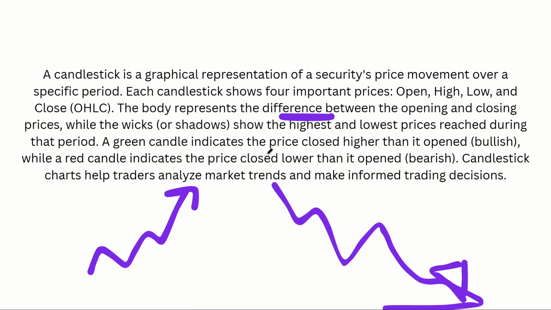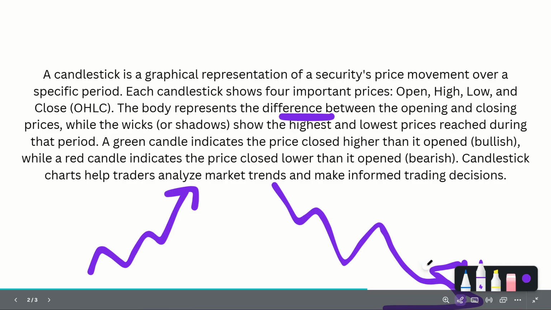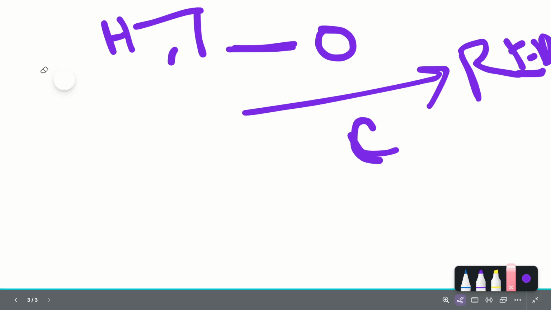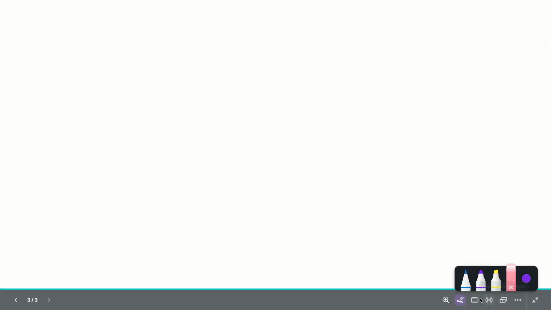So now understand the two types of candles. Okay, let me remove all of these things and we'll understand now. Let me also pick this up and let's choose red.